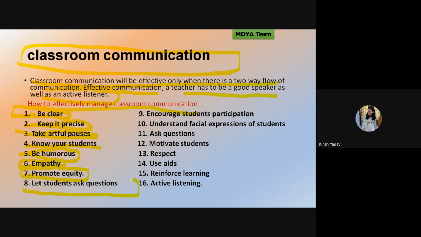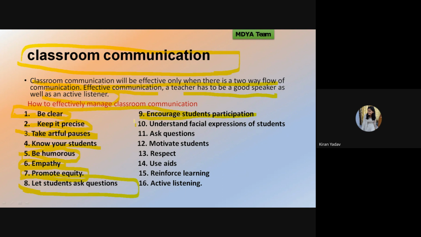Let students ask questions. And next is encourage students' participation. Yes, the teacher should encourage their participation. Communication will be two-way in this way.